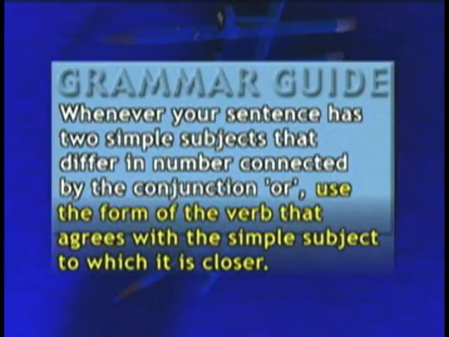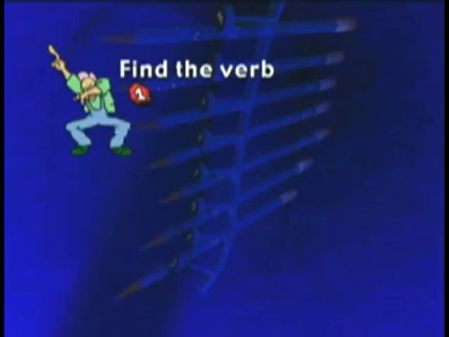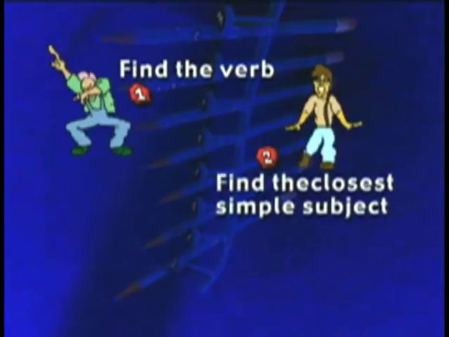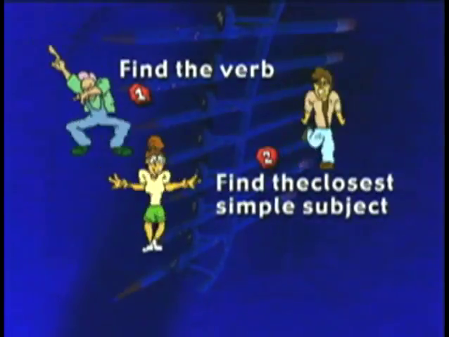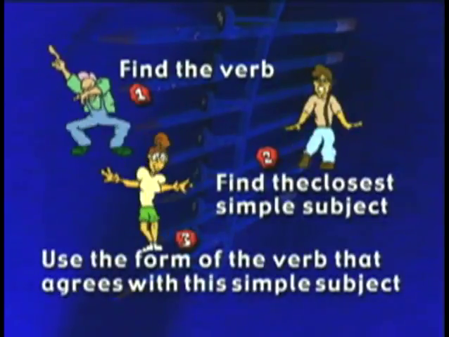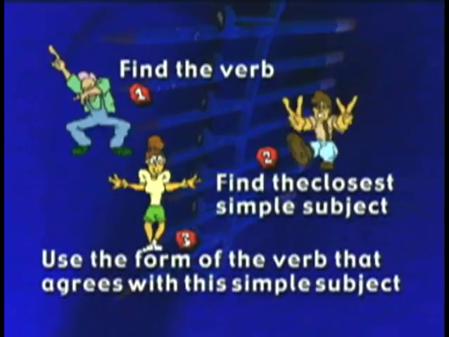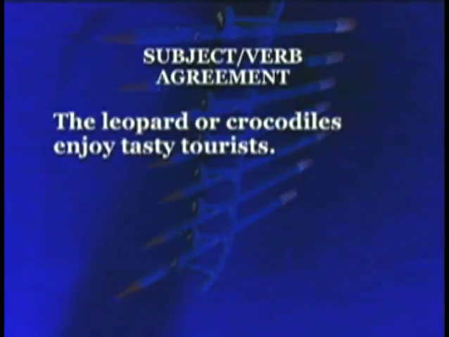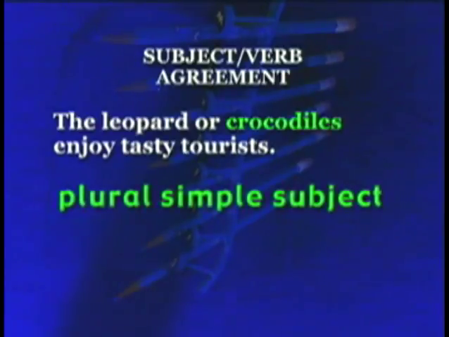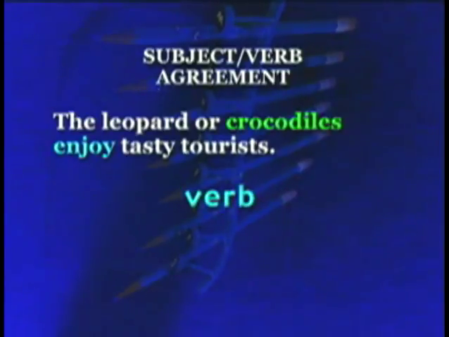We can use a three-step process to help us out. Step 1. Find the verb. Step 2. Find the closest simple subject. Step 3. Use the form of the verb that agrees with this simple subject. So our sentence could read, the leopard or the crocodiles enjoy tasty tourists. Here, since the plural crocodiles is closer to the verb, we use the third person plural form of the verb to enjoy, which is enjoy.